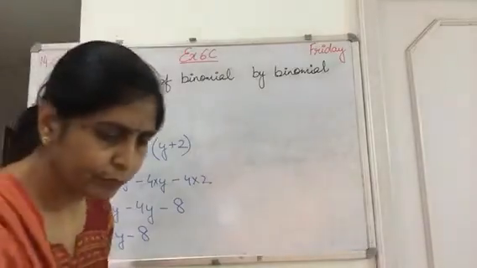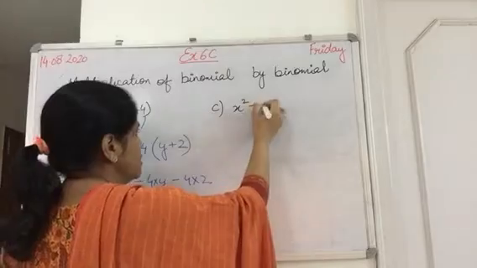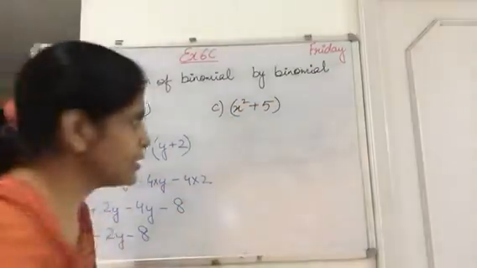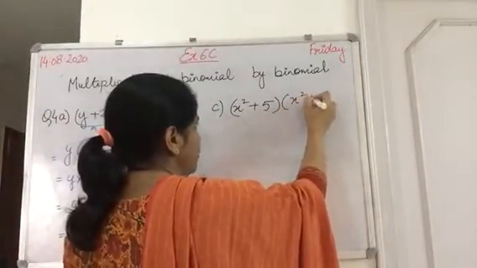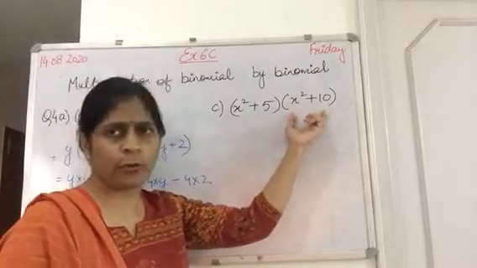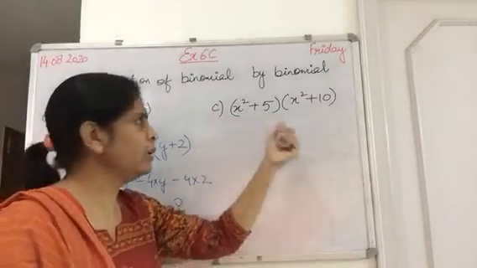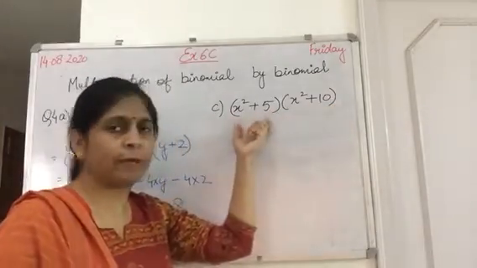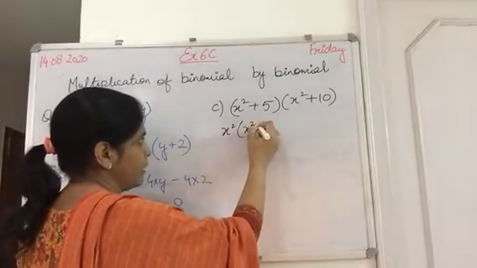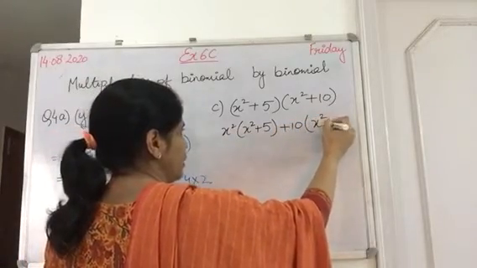Now I am doing one more part of it, that is C part, which says x square plus 5 and x square plus 10. Now I am writing these two binomials. Again I am dividing this x square plus 10 into two parts. One time x square will be multiplied with this binomial. Then another time this 10 will be multiplied by this binomial. So x square plus 5, plus 10 times x square plus 5.